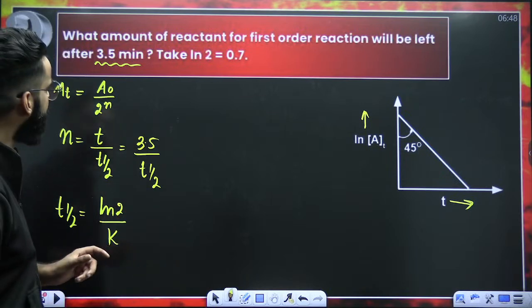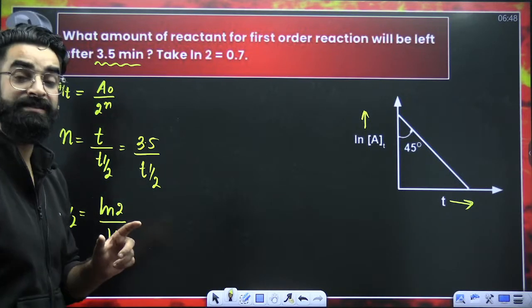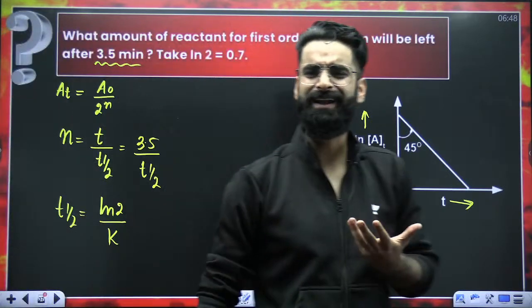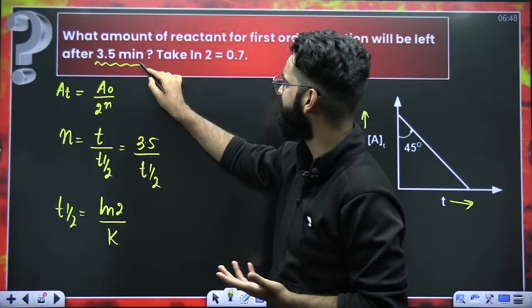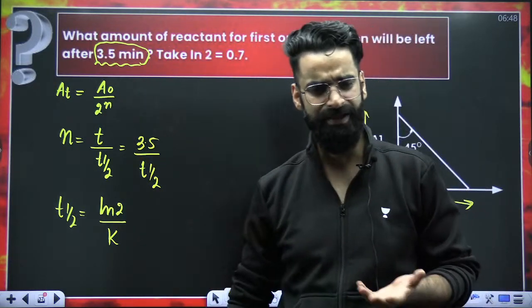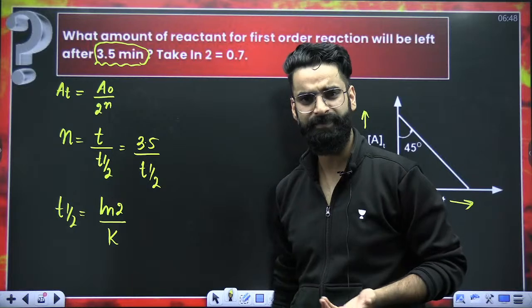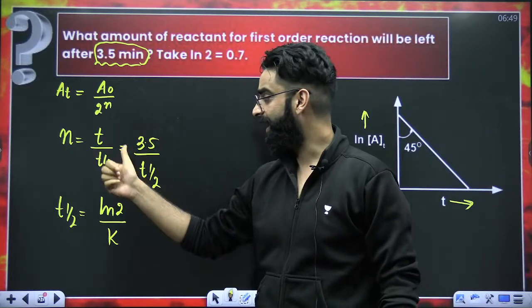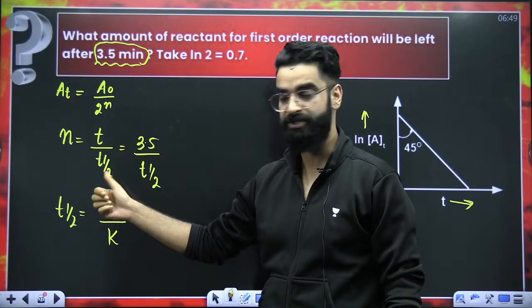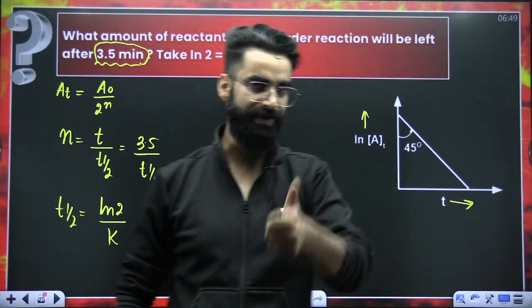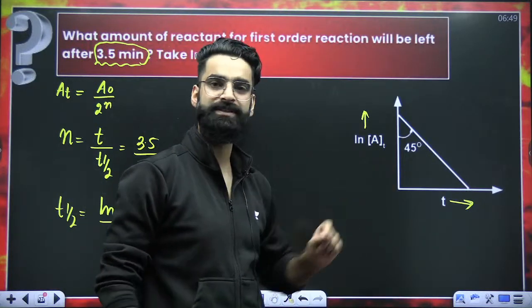So basically, I need to calculate the concentration of reactant left after 3.5 minutes. So first of all, I'll see exactly how many half-lives these 3.5 minutes are. Are these 2 half-lives, 3 half-lives, 4 half-lives? Accordingly, I'll use this particular result, right? And in order to get the number of half-lives, I should know the half-life of the reaction. In order to get the half-life, I should know the rate constant of the reaction. And the rate constant of the reaction, I'll get to know from this curve.